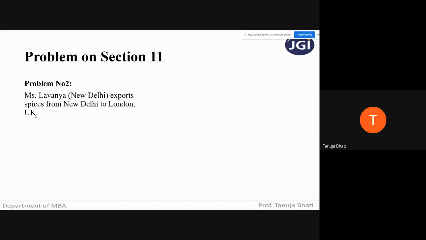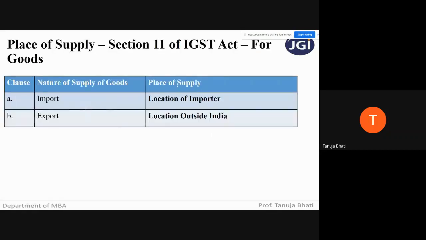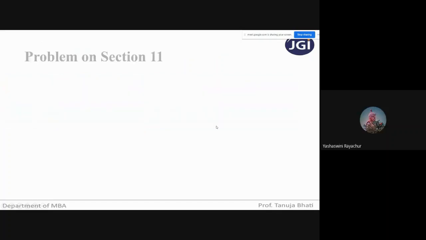This is a case of export, and in case of export, the place of supply will be the location outside India. So the location outside India is London. So the place of supply is London. Students, in case of imports, it is the location of the importer. In case of exports, it is the location outside India. Therefore, London, UK is the place of supply. Here we had clearly seen, right? In case of import, the place of supply is the location of the importer. In case of export, the place of supply is the location outside India.